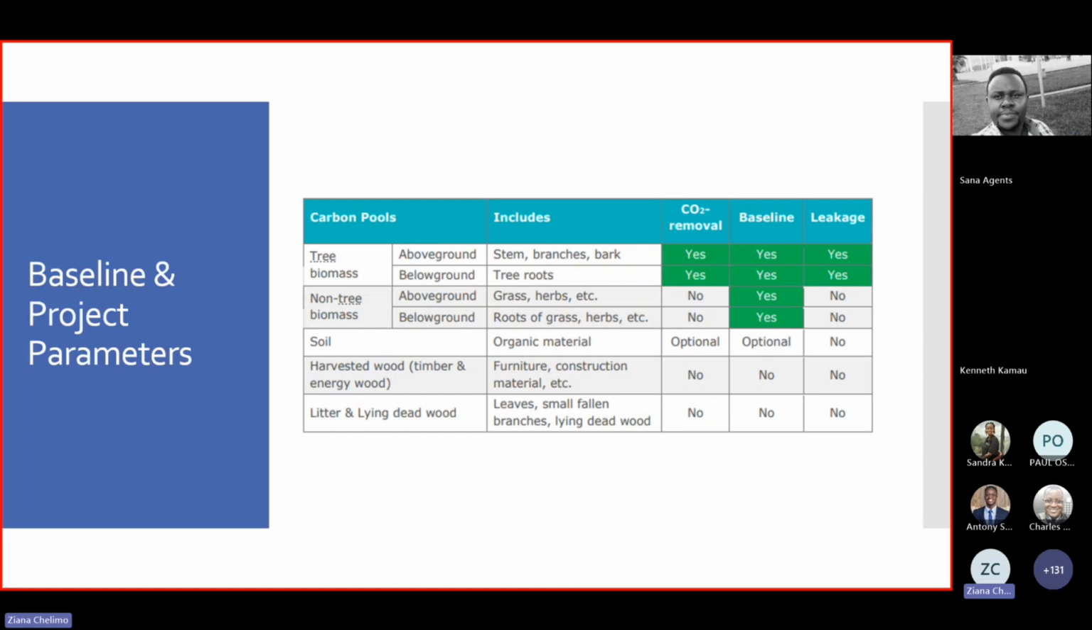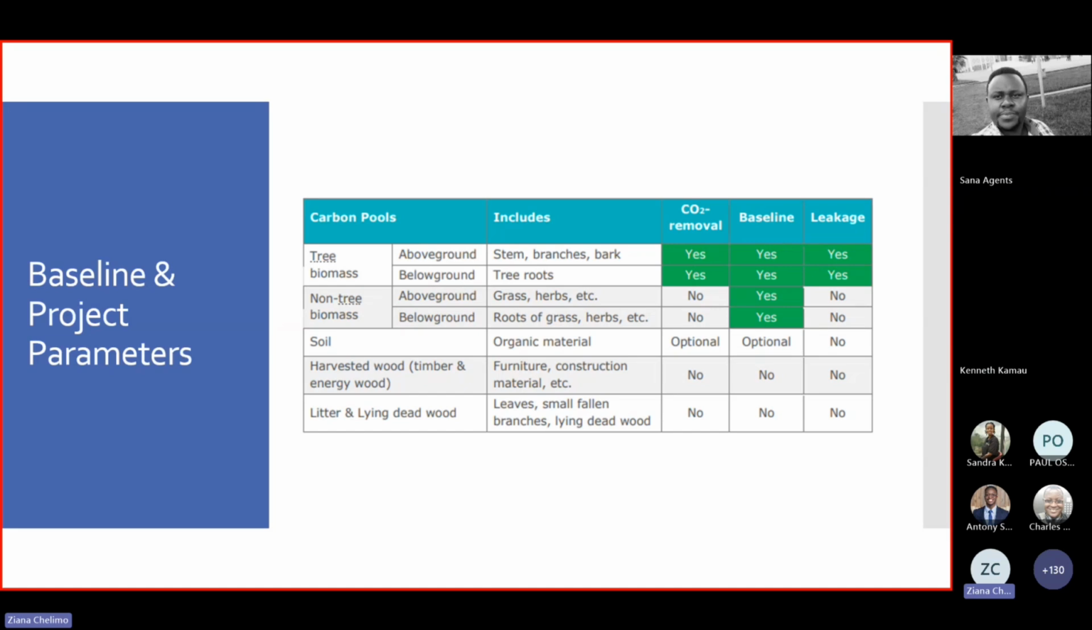But then for the first three carbon pools, starting with tree biomass, that is above ground and below ground, you'll have to measure it when you're doing the project, when you're doing your baseline, and also when you're measuring leakage. I will explain what leakage is in a bit, but you'll have to take that into account. And then for the non-tree biomass, that is above ground and below ground, you'll only have to measure it when you're conducting your baseline assessments.